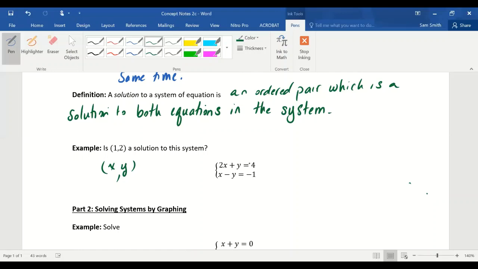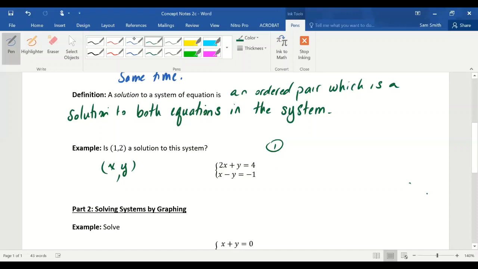And here's our system. We use the curly brackets on the left-hand side to group these two equations together. Our first equation, 2x plus y equals 4. Our second equation, x minus y equals -1. Now, if 1, 2 is supposed to be a solution to this system, it's got to be a solution to each of these equations individually.